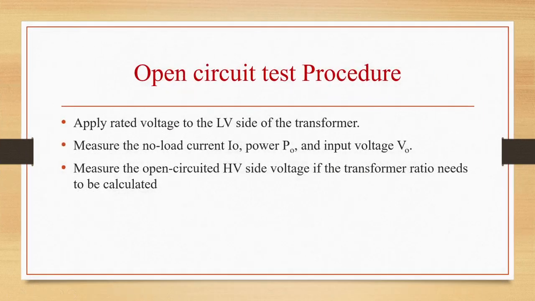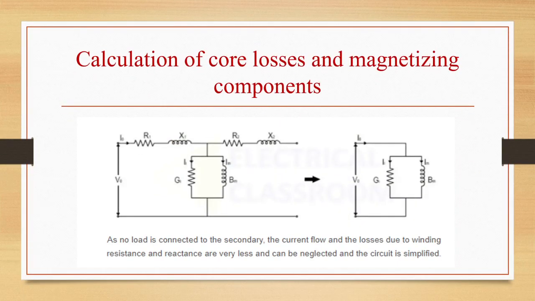So apply rated voltage to the LV side of the transformer, measure no load current I0, power P0 and input voltage V0. Measure the open circuited HV side voltage if the transformer ratio needs to be calculated. Now we are seeing the calculation of core losses and magnetizing components. This is the equivalent circuit diagram we are drawing here. As no load is connected to the secondary, the losses due to winding resistance and reactances are very less and they can be neglected, and we are simplifying the circuit like this.